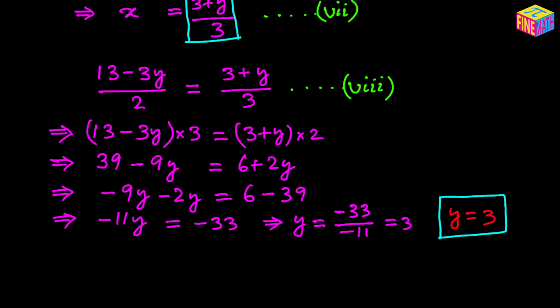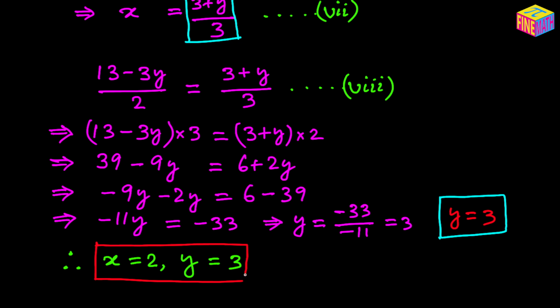So we are going to write our answer here. So we'll say that therefore, x is equal to 2 and y is equal to 3. And that is our answer from this set of linear equations.